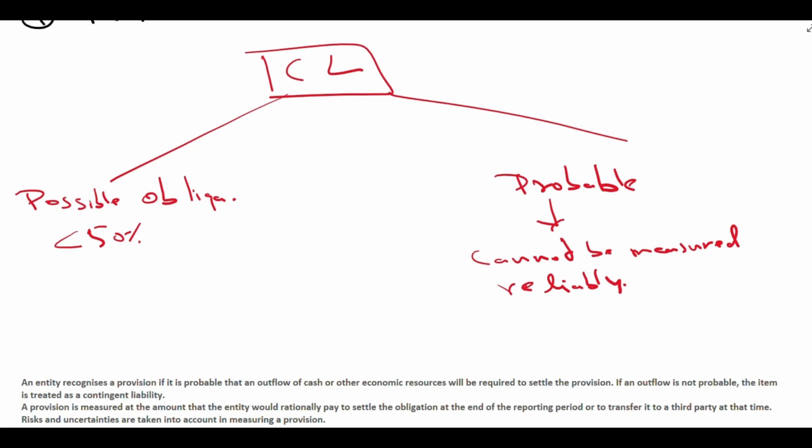Excuse me for my bad handwriting because it's very difficult for me to write using a digital pen. I'm still learning this thing.